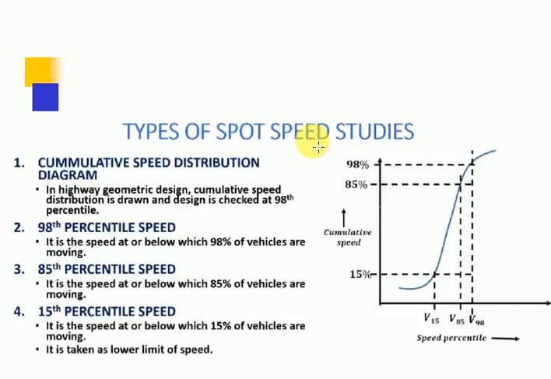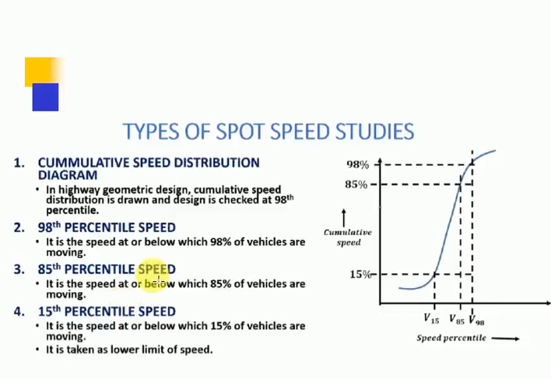Suppose out of 100 vehicles, in the range of 10 to 20 you have 5 vehicles, and 20 to 30 you have 10 vehicles. You can distribute in that manner, and count the number of vehicles in each speed range. Then you have to calculate the arithmetic mean of the measured speed.